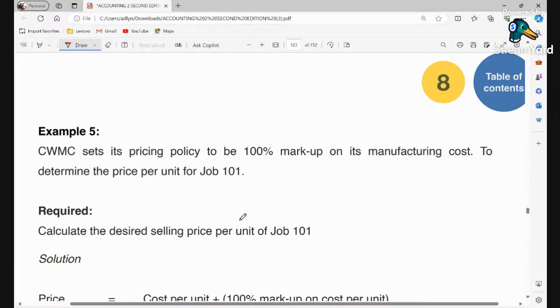So kita tengok example 5. Dia kata, katakan the company, alright, dia nak set pricing policy to be 100% markup. 100% markup from its manufacturing cost. So cost asal dia 390. So dia nak markup 100%. Okay, so that price will be the selling price to FIL company. Okay, so dia suruh kira desired selling price untuk job 101.